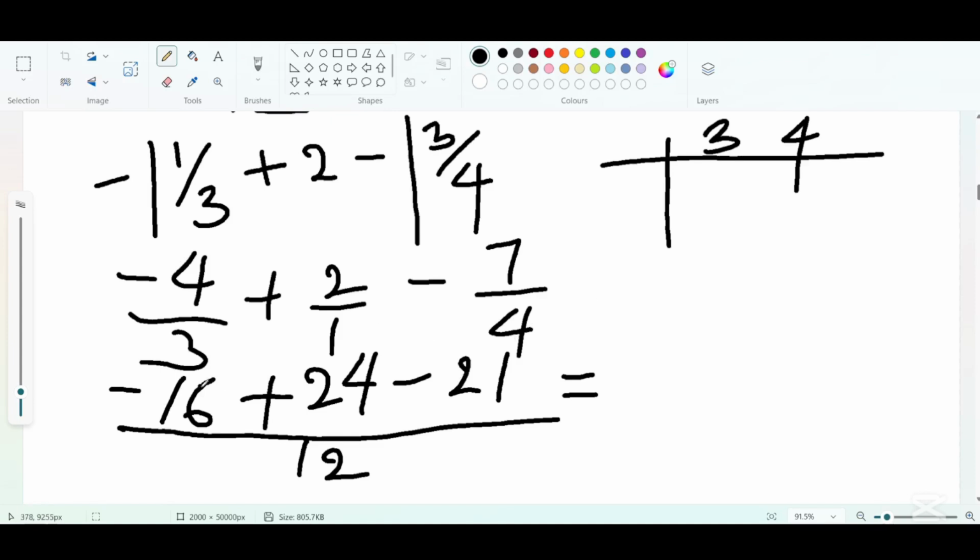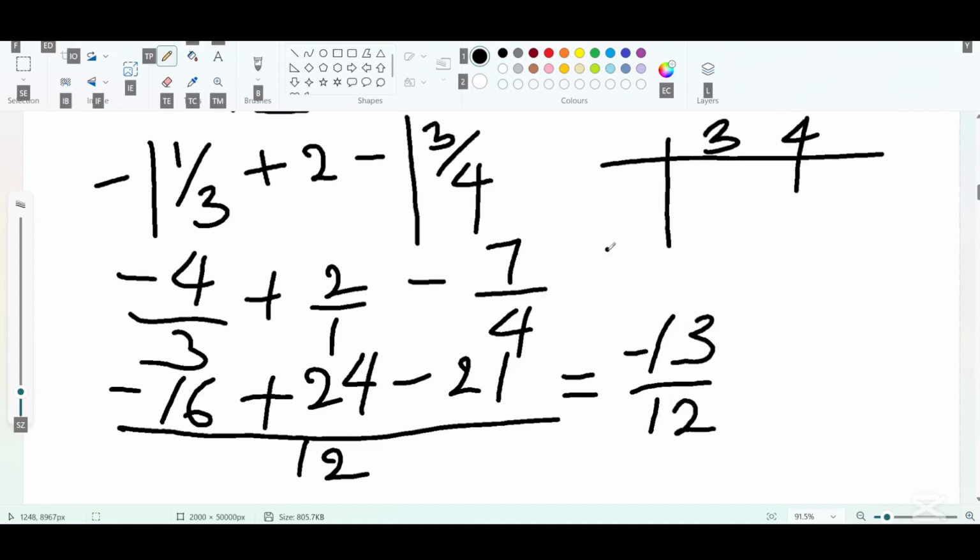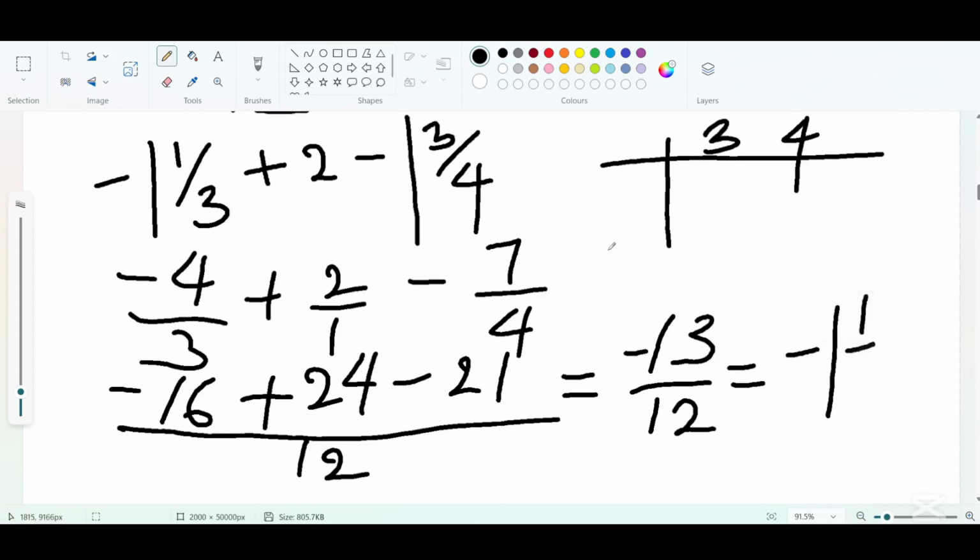So we'll now add these numbers together. Now minus 16 plus 24, that is going to be plus 8. And plus 8 minus 21, that's going to be minus 13 all over 12. Because this is an improper fraction, to convert it to a mixed fraction is going to be minus 1 whole number 1 all over 12. That is 12 in 13, that's going to be 1, remainder 1, which is this 1, divided by this 12. So that is the final answer.